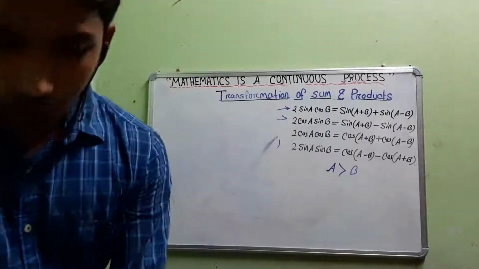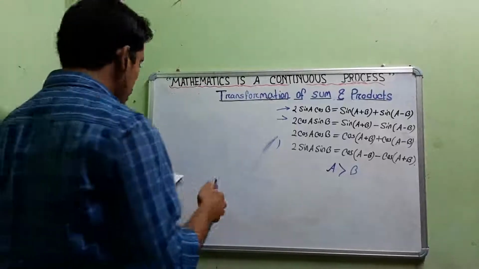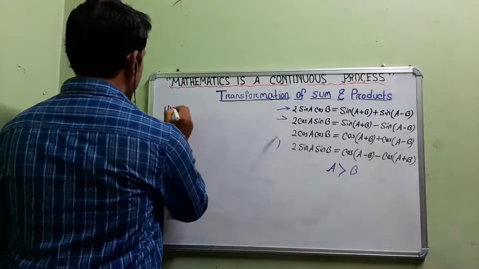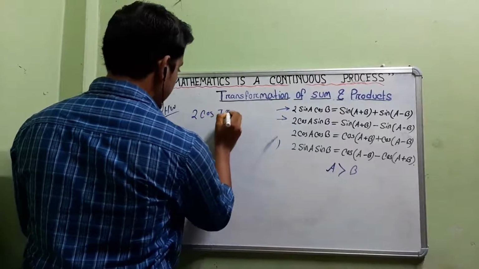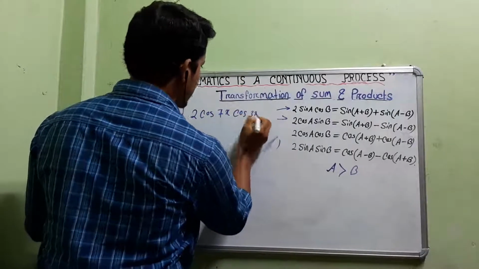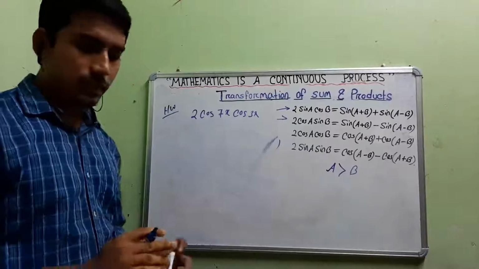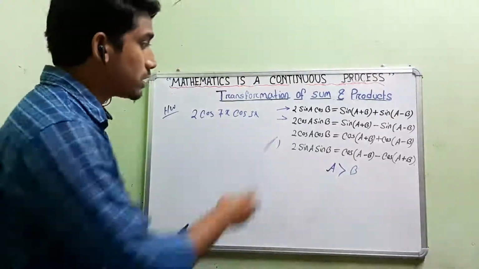So the second problem will be a home assignment for you. You do it at home, it's very easy, you will be able to do it. The question is 2 cos 7x cos 3x. Just solve this one. Obviously we can see that this one is directly related to the third formula.